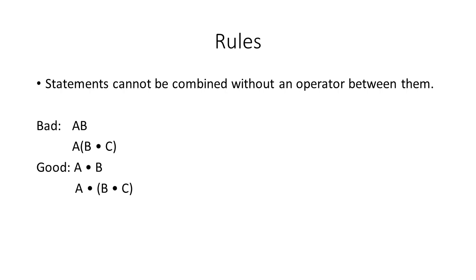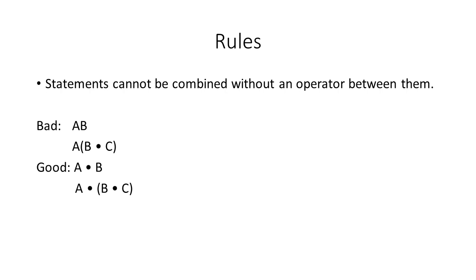Okay, so here's our first rule. Statements cannot be combined without an operator between them. So this is, I think, best understood with examples and then something I'm going to introduce on the next slide. So here are some bad examples, right? Some things you can't do, some things that aren't well-formed formulas, or WFFs. So AB, right? That's not good. We have to have an operator between those.